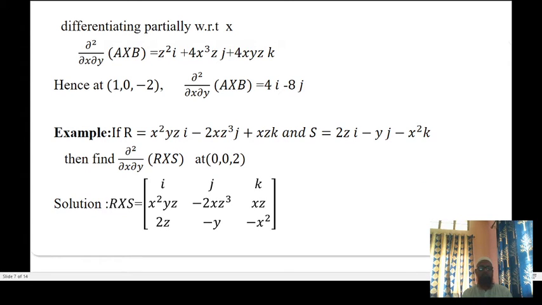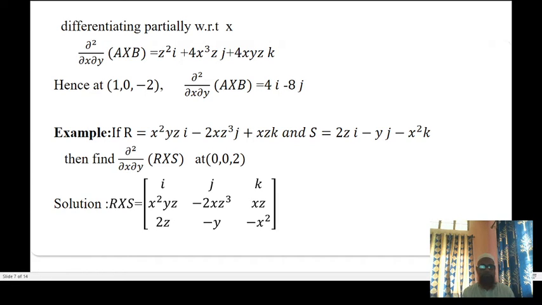Differentiate partially again with respect to x, we get dou square by dou x dou y of a cross b equal to z square i plus 4 x cube z j plus 4 x y z k. Hence at 1, 0, minus 2, so x, y, z is replaced by 1, 0 and minus 2. So it is 4 i minus 8 j. If you substitute this value, dou square by dou x dou y of a cross b equal to 4 i minus 8 j.